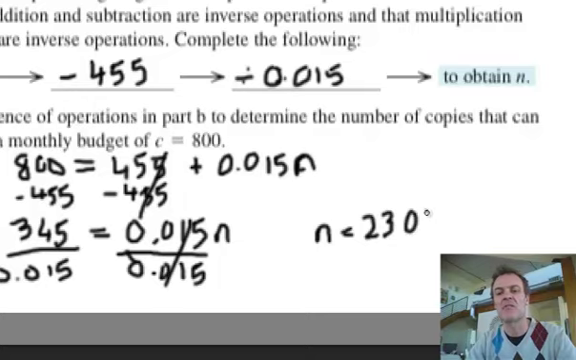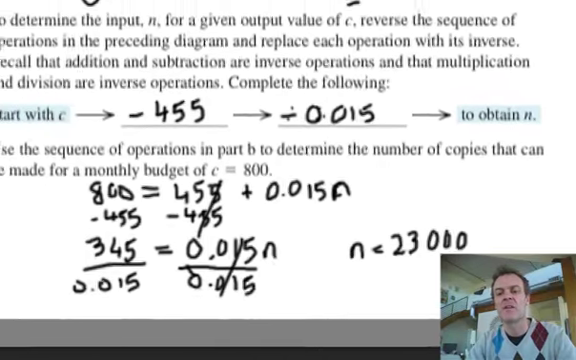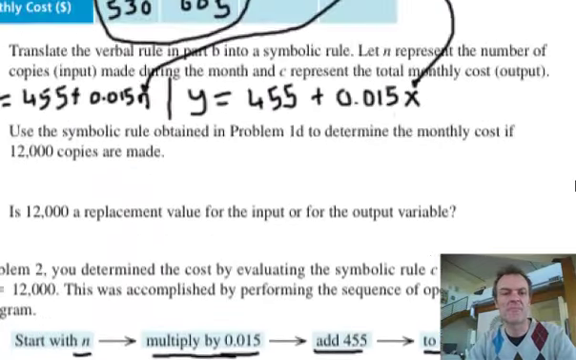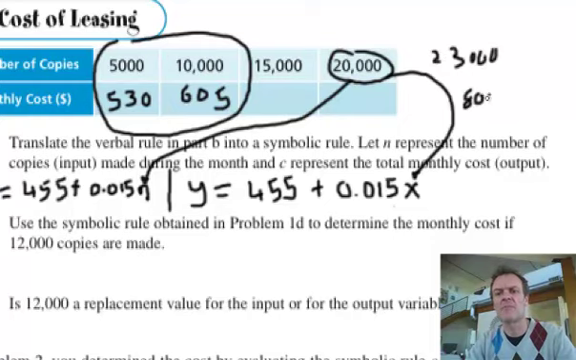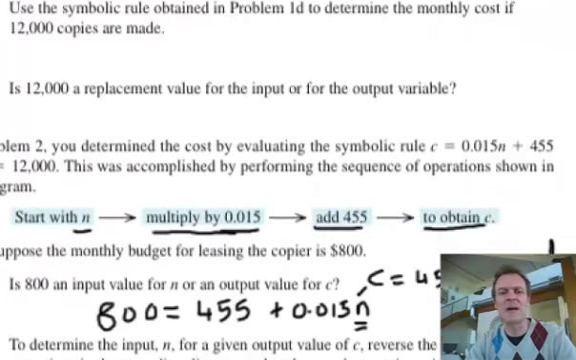Okay, let's go have a look at the table. So let's go back up here again. So there's $530, 600. Somewhere up here we've got 23,000 copies will cost us, if I had more table, remember, $800. Okay, so that's it. So it is all about the algebra.